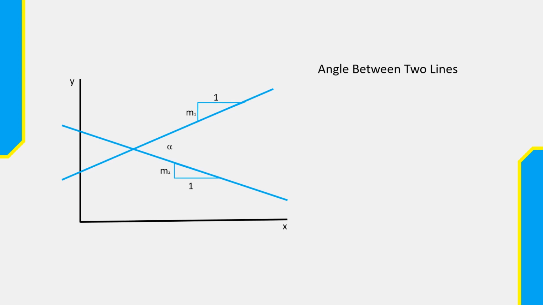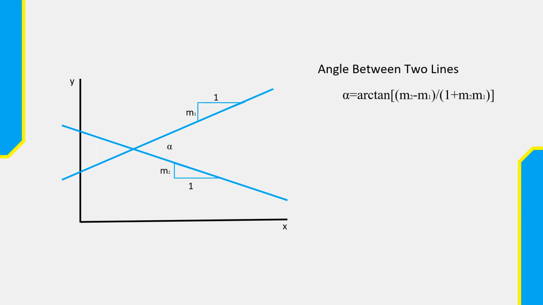The last equation we will be reviewing for this lesson will be calculating the angle between two lines. The figure represents the two lines with any slope. The Greek symbol alpha represents the angle we are looking to determine from this equation.